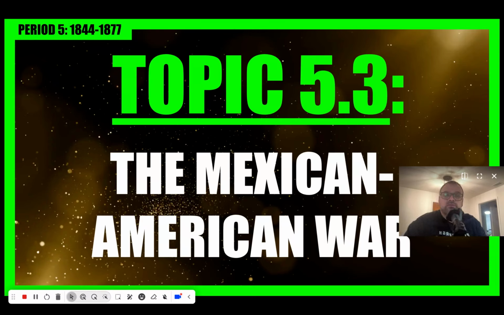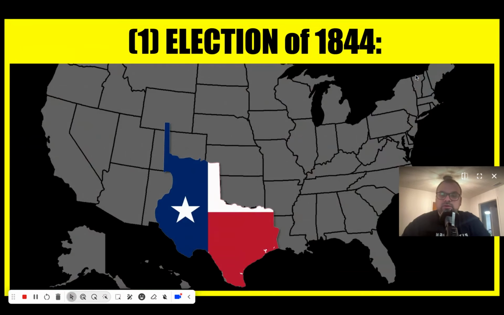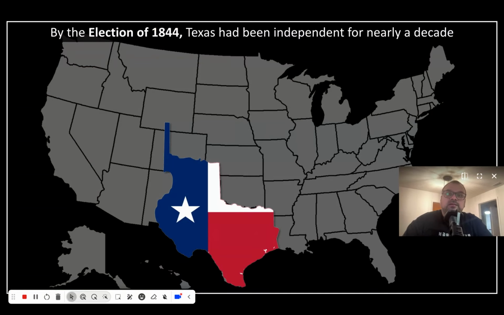So again, just because we're focusing on causation of this one particular event, don't forget that you can always include context when you talk about these things. So let's get started. Let's dive right into it. We'll start talking here with the election of 1844. Now, by the time of the election of 1844, Texas had been an independent country for just short of a decade, right? Texas gets its independence in 1836. So you're looking at right around 8 to 9 years of Texas independence, right? The Republic of Texas.